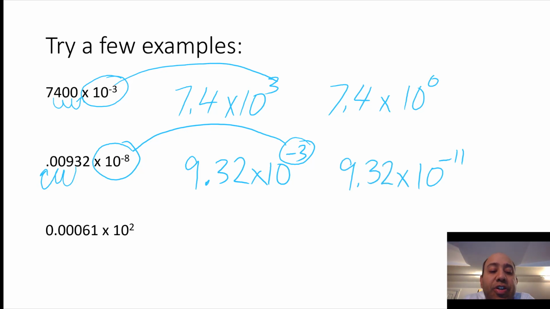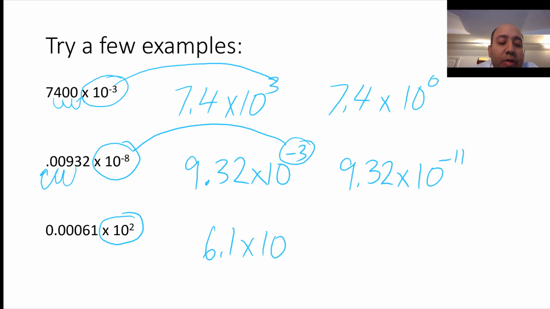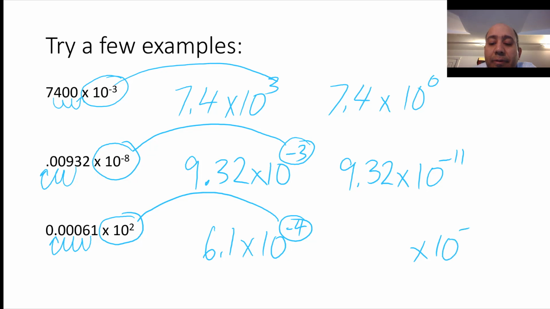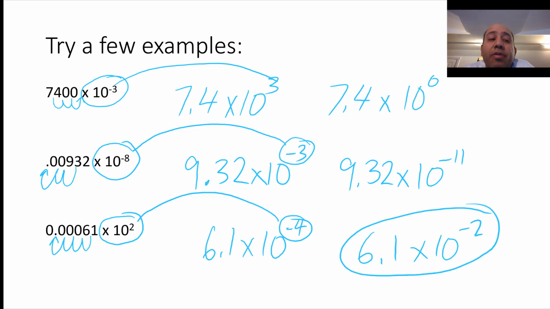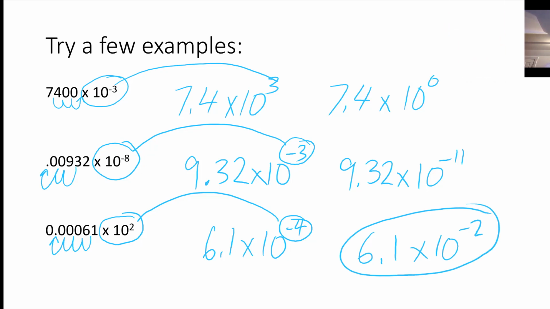Okay, last one. Try to do the last one correctly. Okay, so again we ignore the exponent. 6.1 times 10 back 1, 2, 3, 4, negative 4. You're going to add your negative 4 to 2, and that's going to be a negative 2. And you keep the coefficient the same, and now you're done. That's how you'd fix incorrect scientific notation.